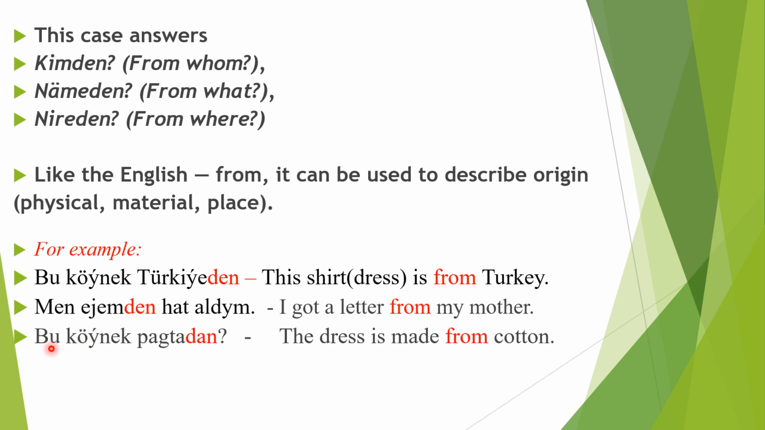Bu köynük partadan. Bu, this, köynük is a dress or shirt. Parta is cotton. Dan is from. So the dress is made from cotton. Bu köynük partadan. Okay.